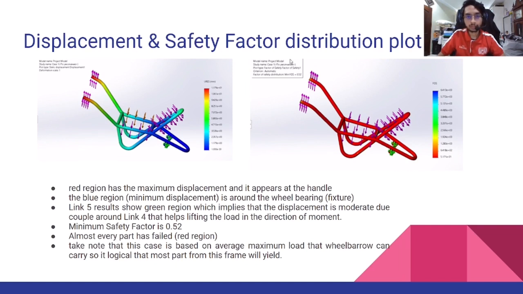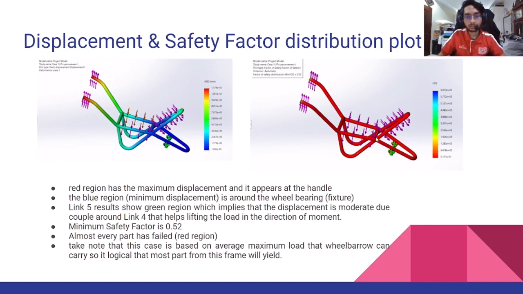However, for the safety factor distribution plot, we can see that almost every part of the frame has red regions, which shows that in this case the load will cause every part of the frame to yield. And from the maximum stress and the yield strength of the material, we can find that the minimum safety factor is 0.52, which is at the welded part.